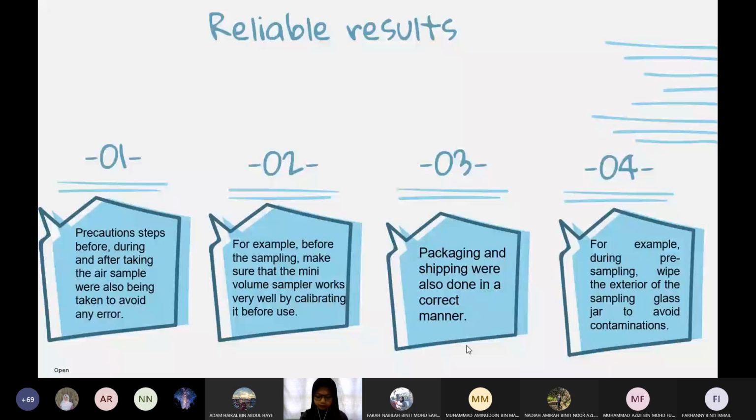To get reliable results, next, take precaution steps before, during and after the samples are taken. For example, before the sampling, ensure that the mini volume sampler works well. Packaging and shipping were also done in a correct manner. For example, during pre-sampling, the exterior of the sampling glass jar was wiped first to avoid contaminants.